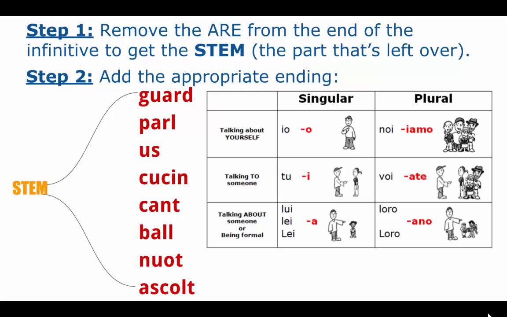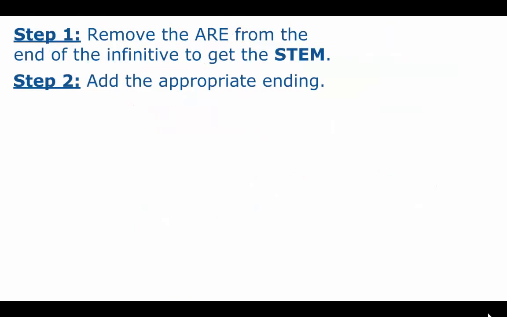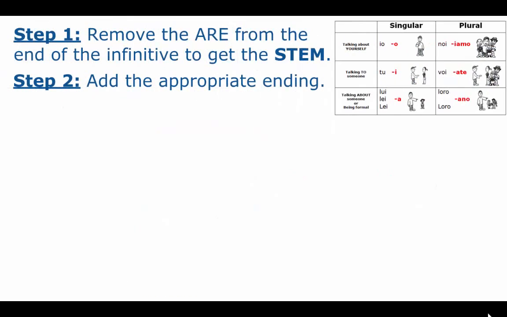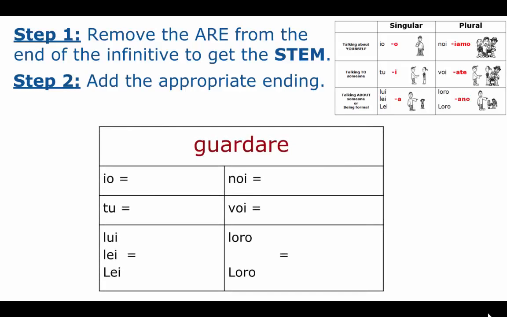So now to conjugate a verb, you need to put steps 1 and 2 together, removing the ARE and adding the appropriate ending. So let's see what that looks like. Let's take the verb guardare. Guardare means to watch. So in order to conjugate this verb, the first step, like we said, is to remove the ARE to get our stem. So removing the ARE, we get guard, and that is our stem.